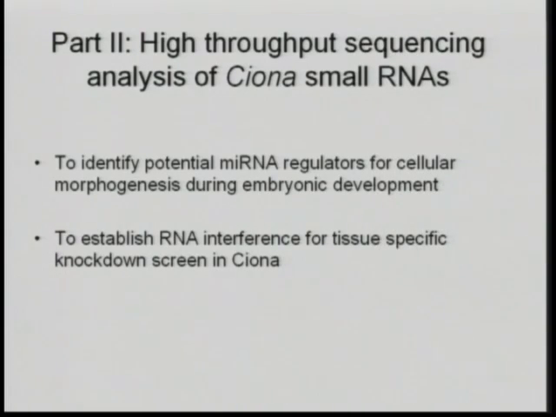One of the reasons that motivated me to do the projects is to find new regulators of cell behavior control. In the past 10 years, people have realized that microRNAs are important regulators of many developmental and disease processes. And we figured that maybe there are additional components from the microRNAs that can affect cell-specific behaviors. The second goal was to develop tissue-specific RNA interference to knock down genes in Ciona. And to do that, we need to understand more about how small RNA biology works in the system.